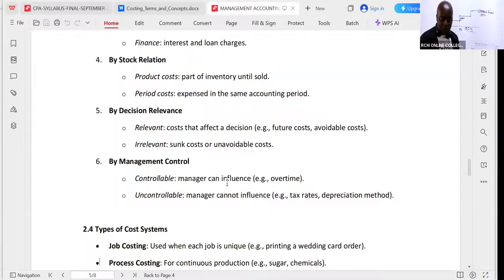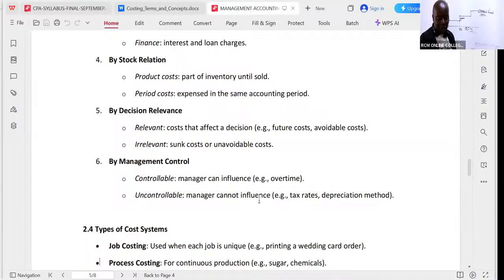Those are controllable. And then we have uncontrollable expenses. These are those expenses you as a manager, even if you are to lift up your hands and cry 1,000 times, they can never change. They shall always remain the same. Uncontrollable, manager cannot influence, e.g. the tax rates. It's 30%. You can't influence that. Depreciation method, the moment you have decided, it will be like that. We have rent. There is nothing you can ever do to reduce rent. You can be a good negotiator, but if it's contractual, that will be it.